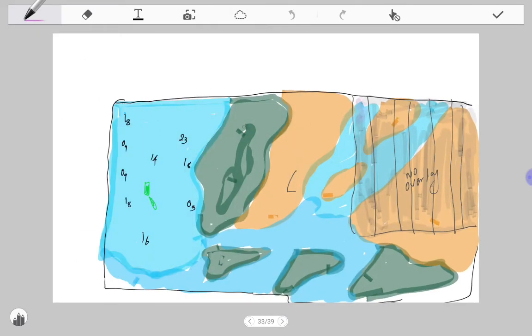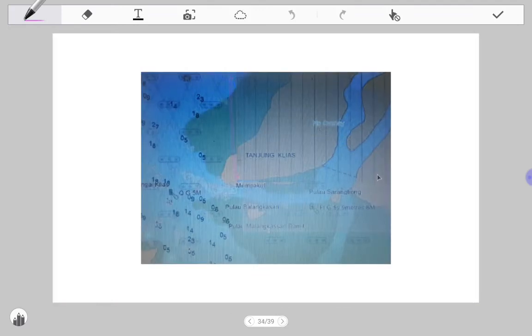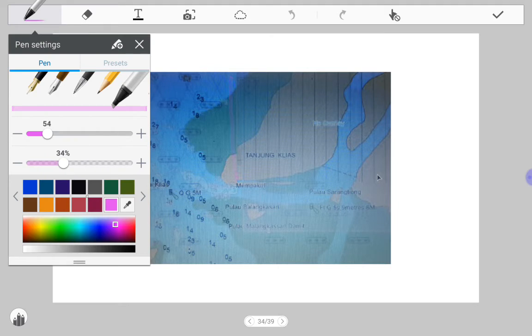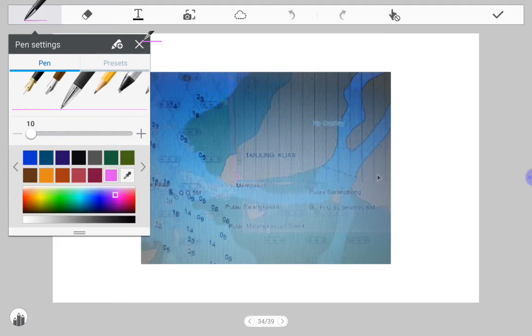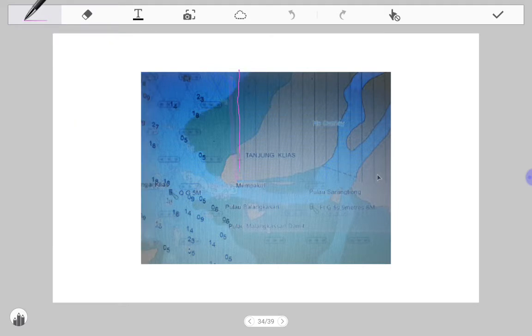Let's assume this is an ENC, and this is how the no overlay looks. It is a grey hatched polygon with a grey shade, and no overlay is written in those areas. This is a screenshot of those no overlay areas.